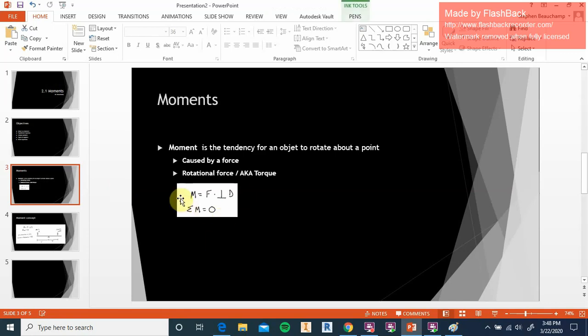So you can see the equations down here. A moment is equal to a force times a perpendicular distance. Now that's key right there, to make sure that we're looking at a perpendicular distance. And then finally, in our equilibrium equations, we're going to add the sum of the moments equals 0. We'll also be using the static equilibrium equations from the last lesson, sum of the forces in x equals 0 and the sum of the forces in y equals 0.